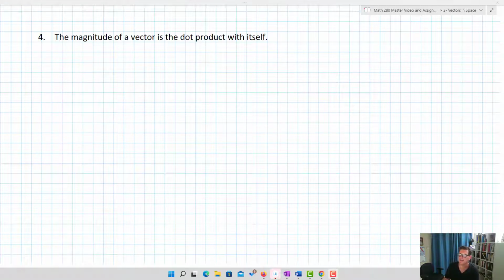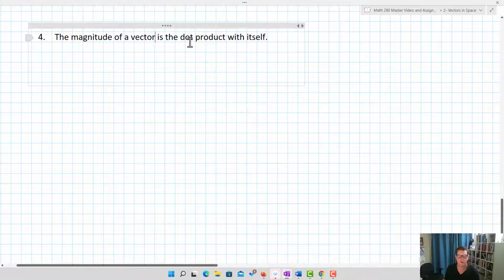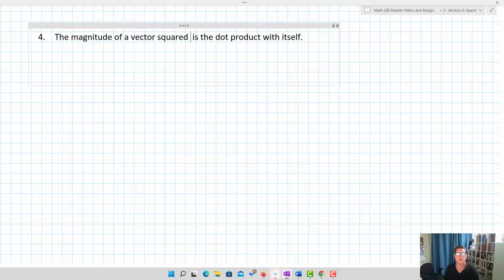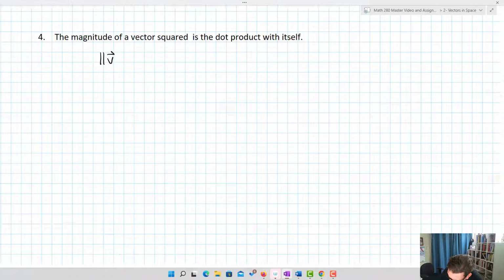Our last property is going to come in super handy, and it's this idea that the magnitude of the vector squared is the dot product with itself. So let's take a look at that. This is actually going to be one of these identities that we're going to utilize quite a lot. It's going to become very handy. And so this ends up equaling v dot v. Okay, that's what we're saying.